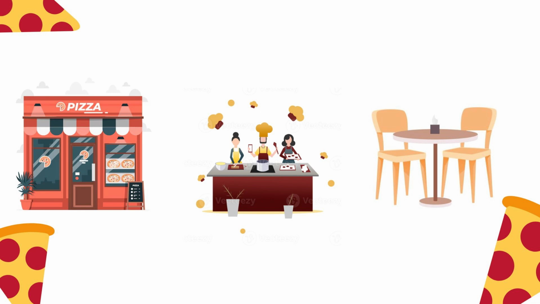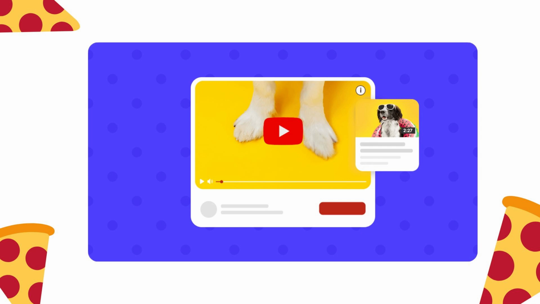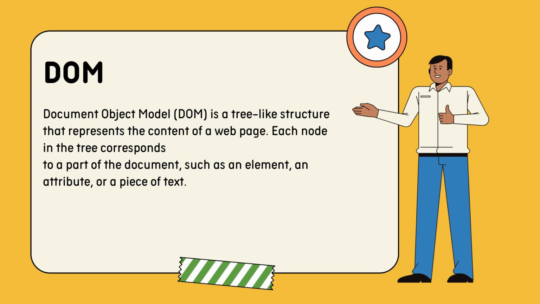What exactly is DOM? DOM is nothing but the Document Object Model, which I have explained in detail in a separate video. I will provide the link in the description or in the video's iCard. Please check it out for a clearer understanding. For now, to explain briefly, the Document Object Model is a tree-like structure that represents the content of a web page. Each node in the tree corresponds to a part of the document, such as an element or an attribute or a piece of text.